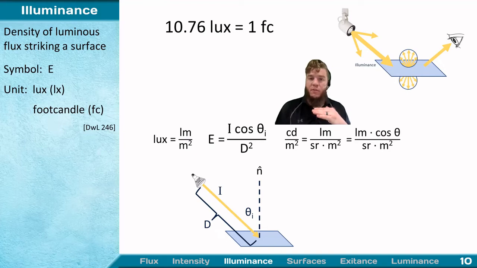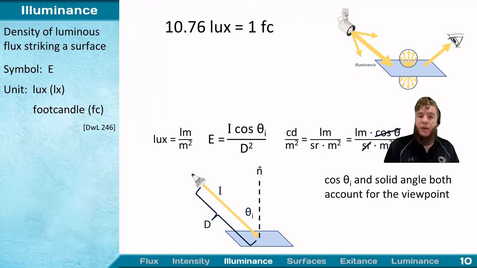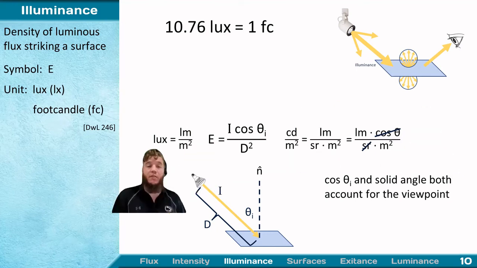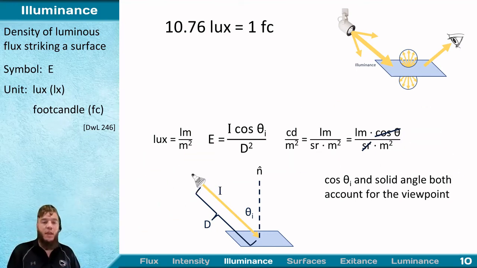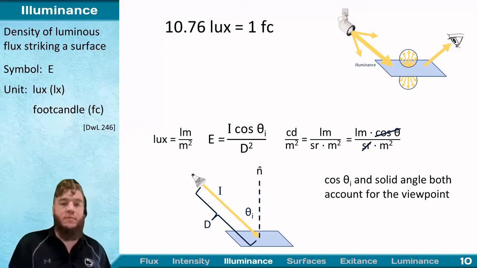But how does this get us to lumens per meter squared? Because we've got that pesky steradian value, right? We'll actually cancel the cos theta and the steradian value, because both of these values are accounting for the point of view. And that's how our cosine law works to give us our equation of E equals I cos theta sub i over D squared to calculate illuminance on a surface.